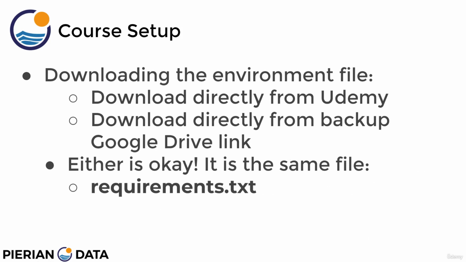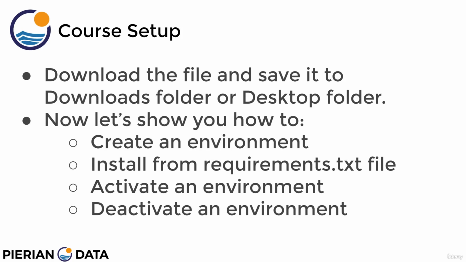There's two ways of doing this. If you check out the right-hand side, you should see a download direct from Udemy, where you can actually check the supplemental resource for this lecture, and you'll notice the file is called requirements.txt file. I've also provided a backup Google Drive link to the same requirements.txt file. Either is okay as long as you're downloading the same file. Just call it requirements.txt. So go ahead and download that file and save it to the downloads folder or desktop folder, essentially just somewhere where you know where it is.